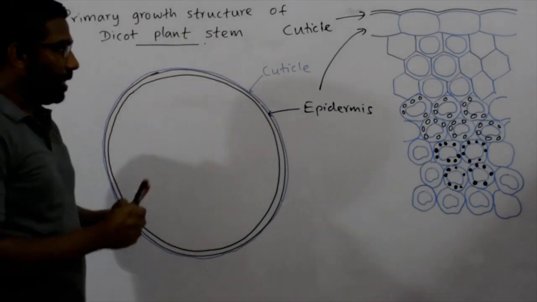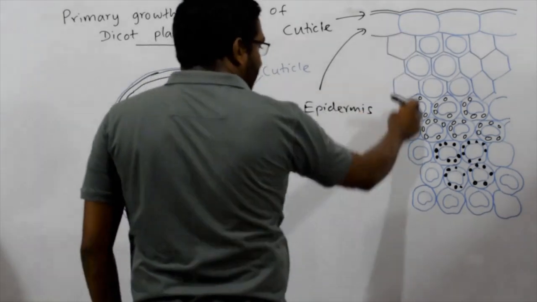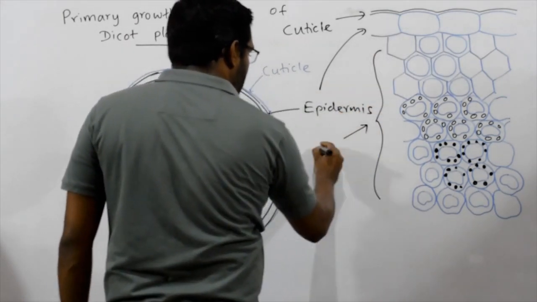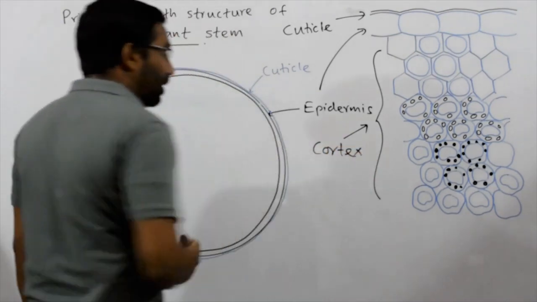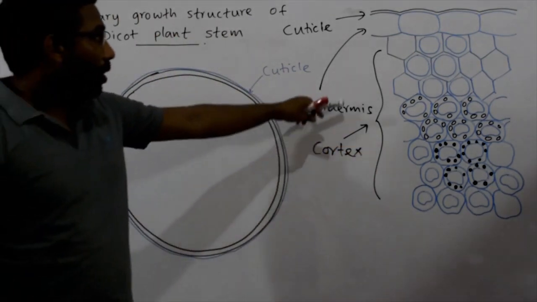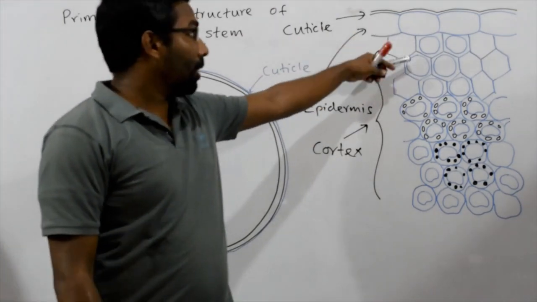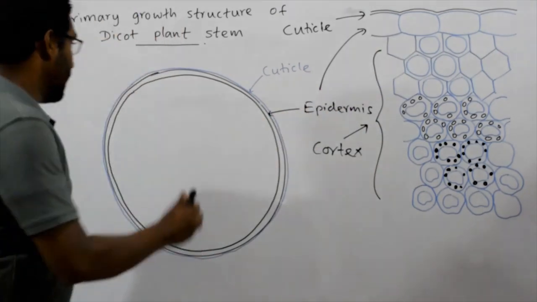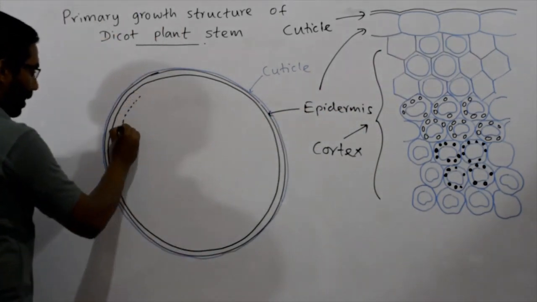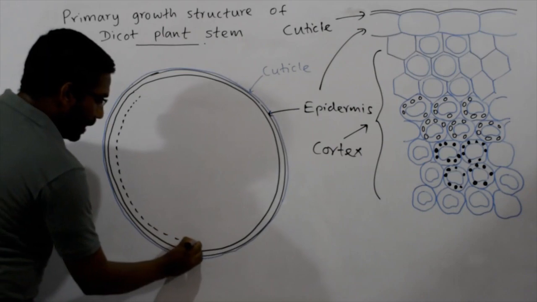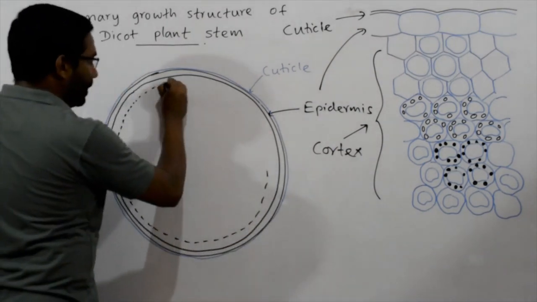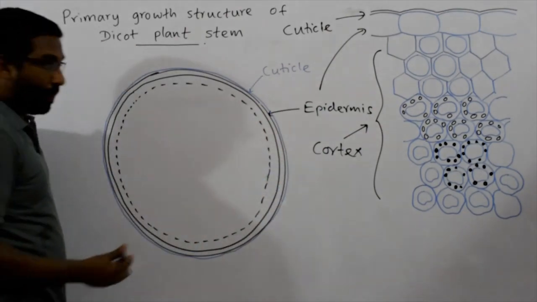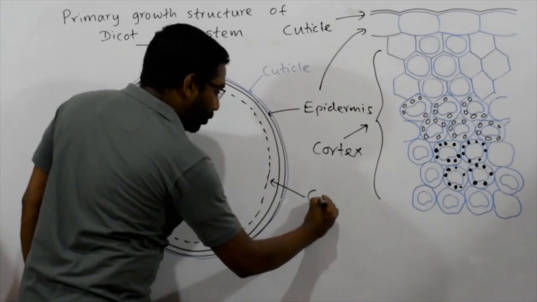Then inner to epidermis, you can observe it has cortex. This entire region is the cortex. Then as the outermost layer of the cortex, or just inner to the epidermis, it has collenchyma tissue layer. In the transverse section, I will indicate the collenchyma tissue layer as a dotted line like this. Imagine this is the outermost layer of the cortex, found just inner to the epidermis. So this is the collenchyma tissue layer.